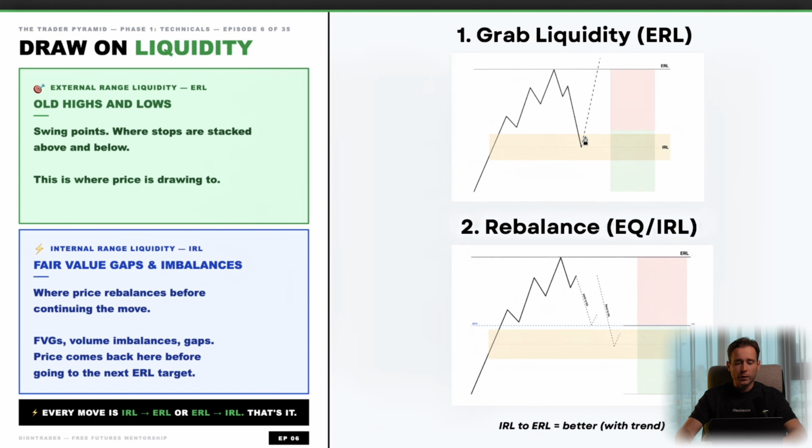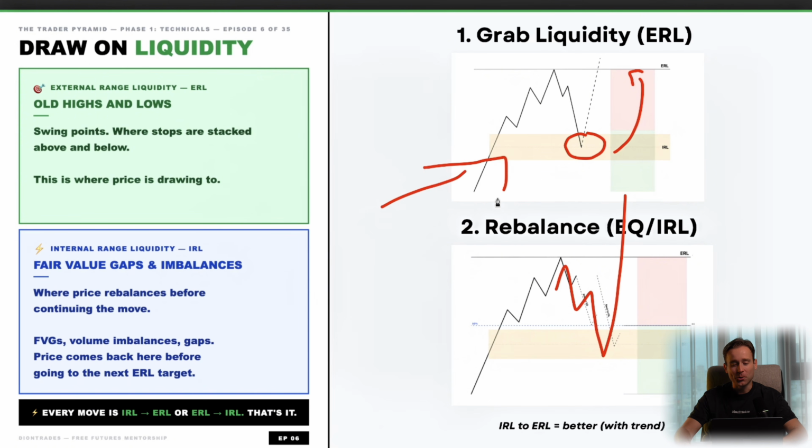So price can trade from internal range liquidity to external range liquidity. We call this internal to external. Or it can rebalance from external range liquidity, sweeping a high, and then trade back into internal range liquidity, from external to internal. The internal to external is always better. Why? You are trading with the trend. From external to internal, you trade counter trend. You basically trade the retracement before the continuation upwards. Both is good, but if you want the highest win rate, focus on internal to external.